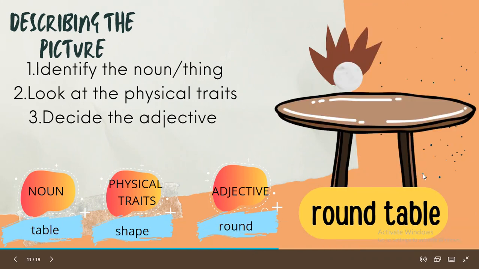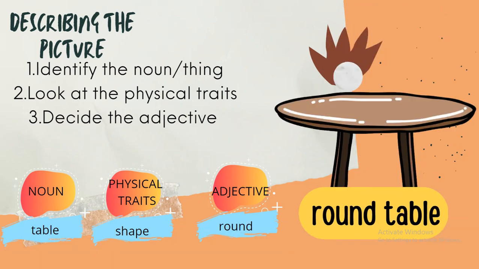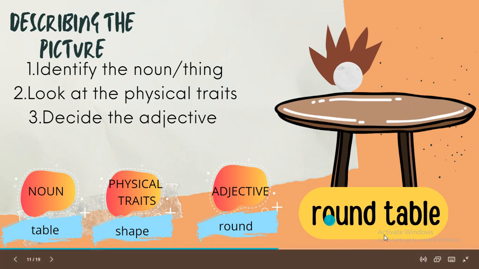Alright. And then next we have this example. The thing that we see is a table. Okay. So what we want to see here. Yes, physical trait is the shape of it. Okay. So what about the shape of the table? It is round. So we put it as round table.